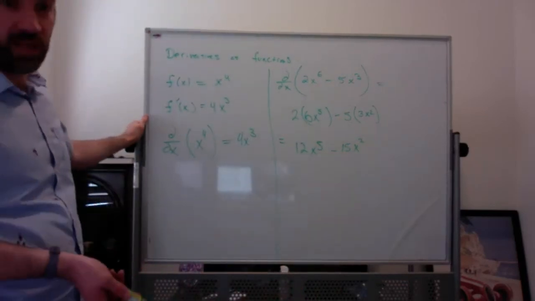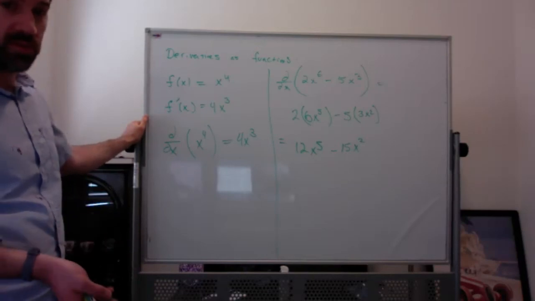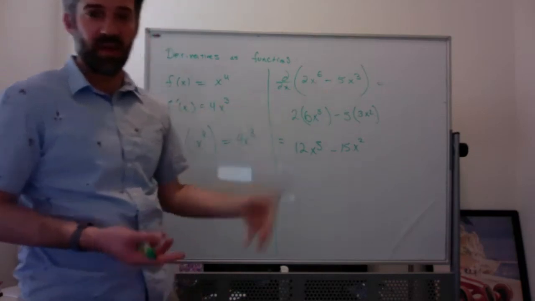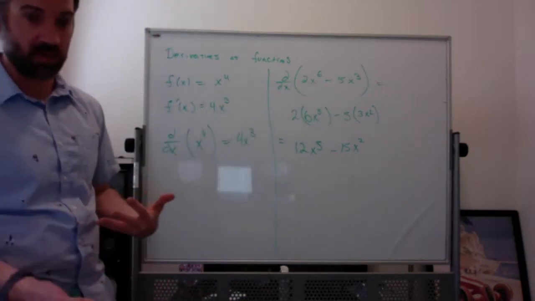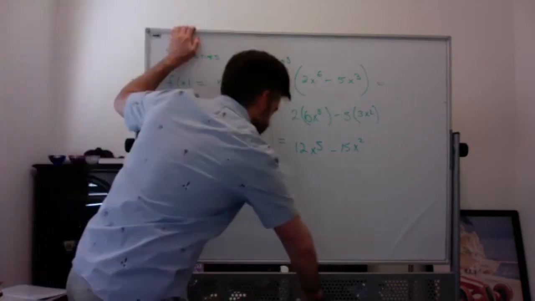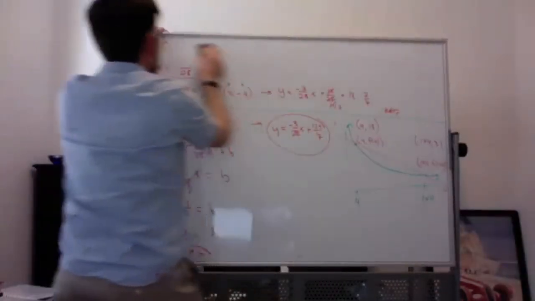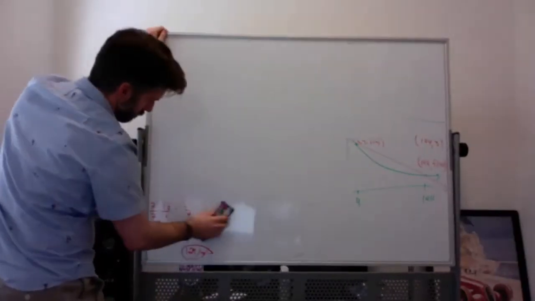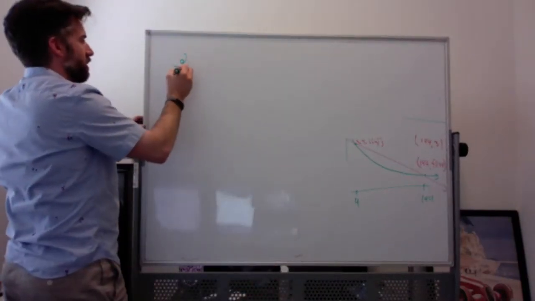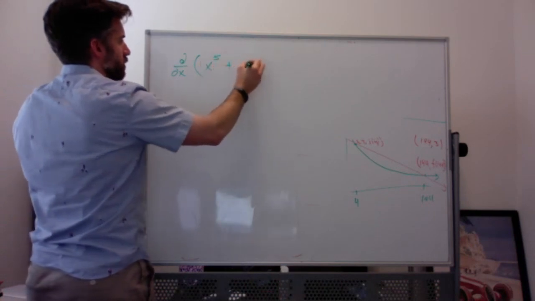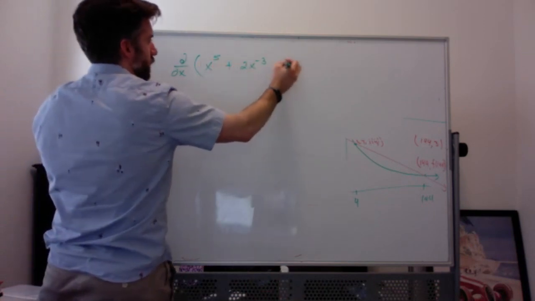I didn't even say it, but I just used the sum and difference rule for derivatives. If you're taking the derivative of a bunch of things added or subtracted together, you treat them individually and then add or subtract the results. So, 2 last examples. If I wanted to find the derivative of x to the 5th plus 2x to the negative 3rd minus sine of x, I would just treat them each individually.